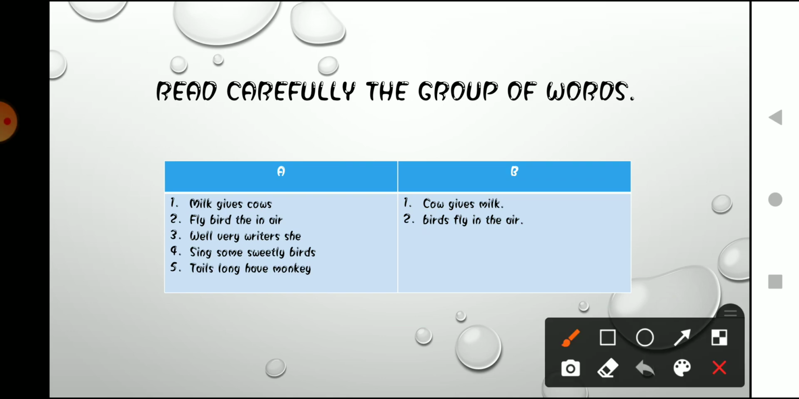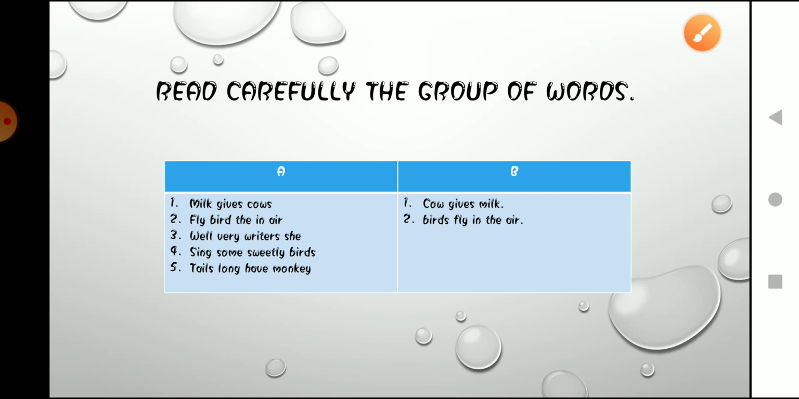What is that? Birds fly in the air. You can say that birds are flying in the air. What about the third sentence? The third one is well very writes she. If I write these words as she writes very well, are you getting any sense from these words? Yes.